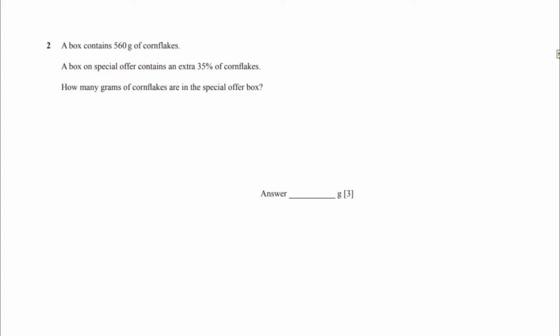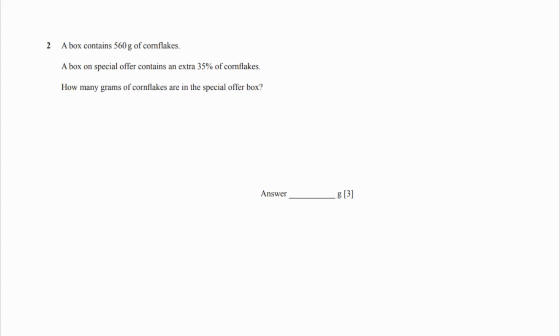Next question, it says a box contains 560 grams of cornflakes. A box on a special offer contains an extra 35% of cornflakes. How many grams of cornflakes are in the special offer box? So we have an extra 35% on top of 560.